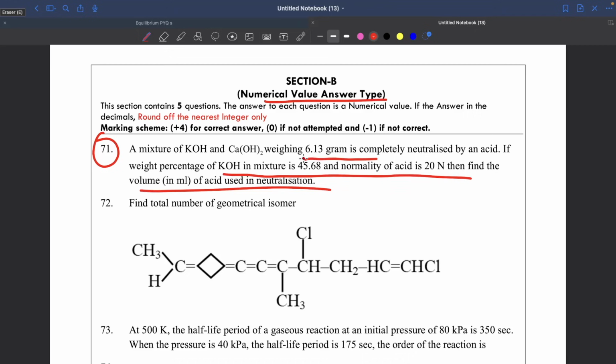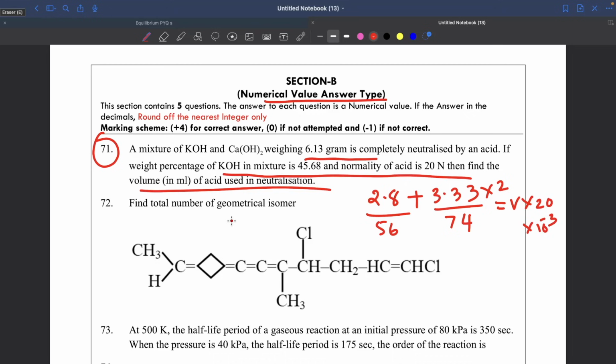A mixture is completely neutralized by an acid, and the weight percentage is given here. So I distribute it between both. It should be 2.6 plus 3.33. So this is KOH, 56, and this is calcium hydroxide, 74. So this is a dibasic acid, which equals volume into 20 normal into 10 power minus 3. On solving for V, you will get 7 ml. Next, 72, find the number of geometrical isomers in the following sequence.